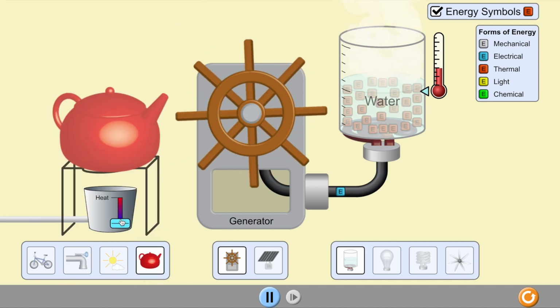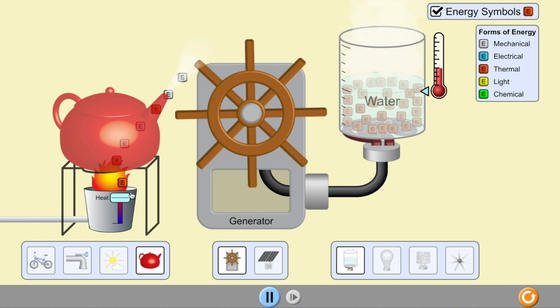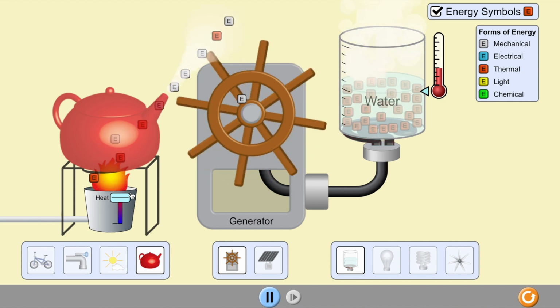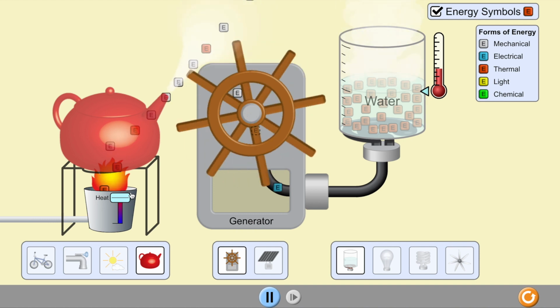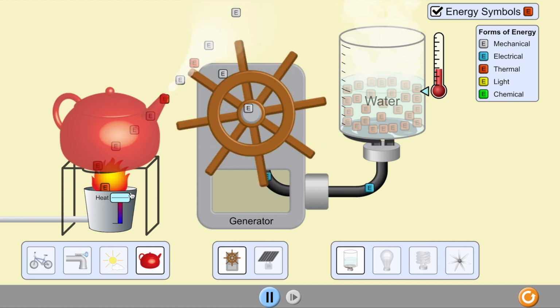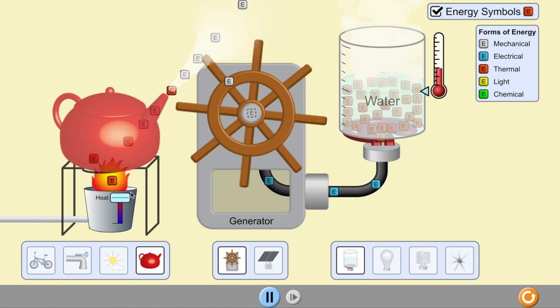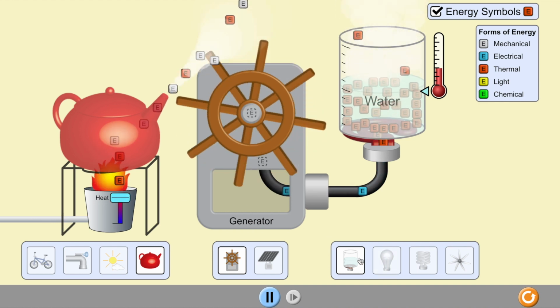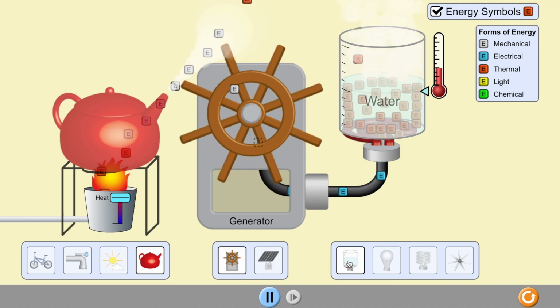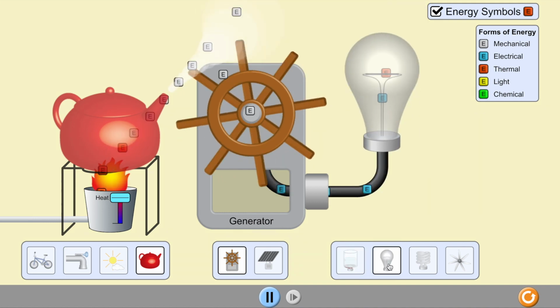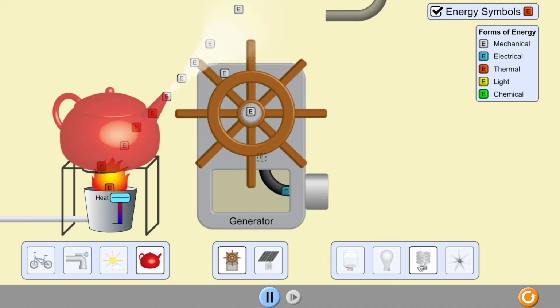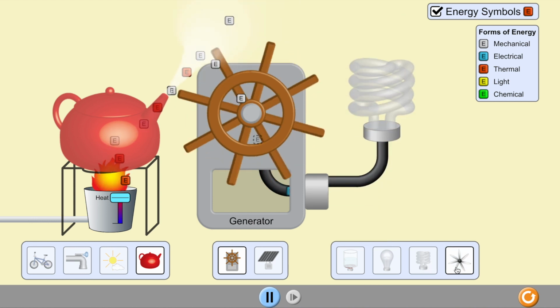So if we heat up the kettle, we will produce steam, and that steam will cause our generator to turn. That thermal energy in the kettle is getting converted into mechanical energy in the steam, which is converting in the generator to electrical energy, which once again is turning into thermal energy. We can also change the final products of our systems by changing the item. This can be an incandescent light bulb, a fluorescent light bulb, or a fan.